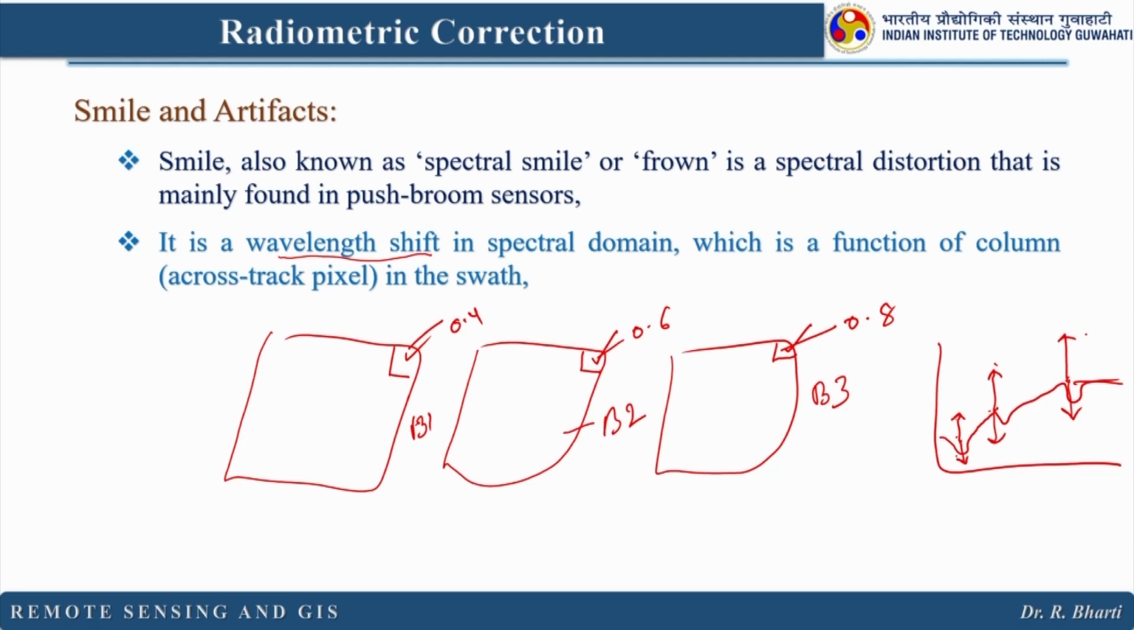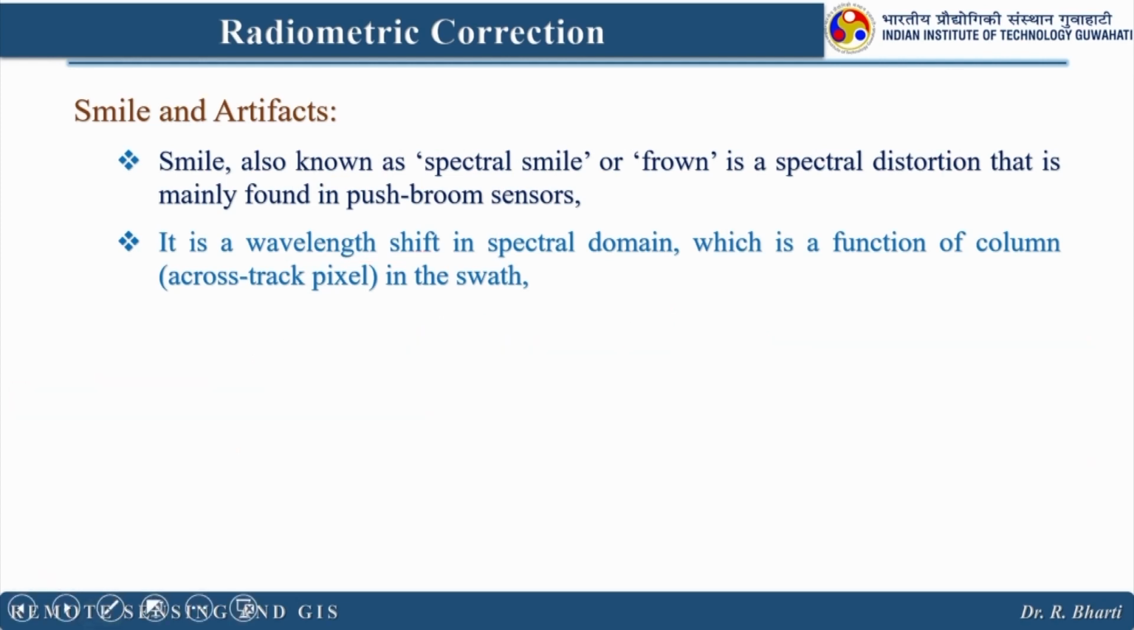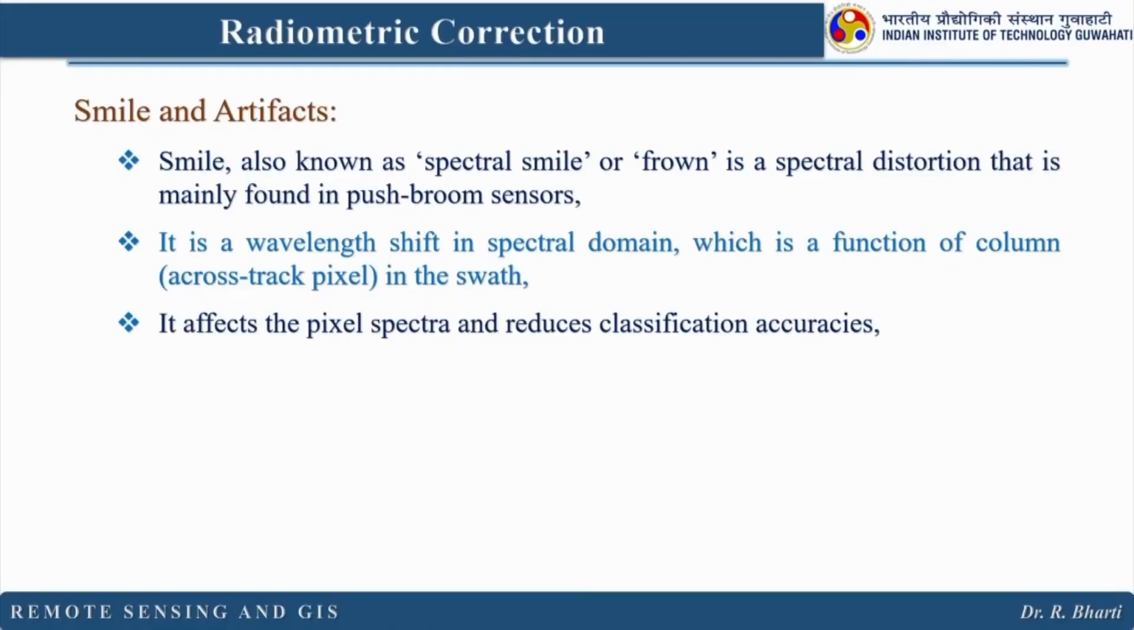But here if you have this wavelength shift problem, what will happen? You will identify some other material instead of the actual material, right. So it affects the pixel spectra and reduces classification accuracy, because ultimately you are going to classify this as X material, Y material, Z material, but because of this error you misidentify it as some other material. So this is a big problem, because the whole of remote sensing lies on this particular concept.